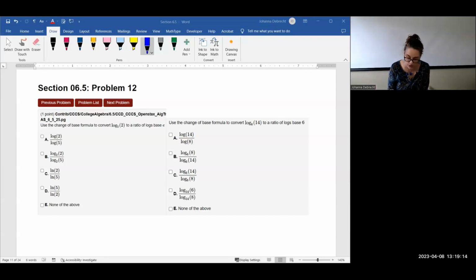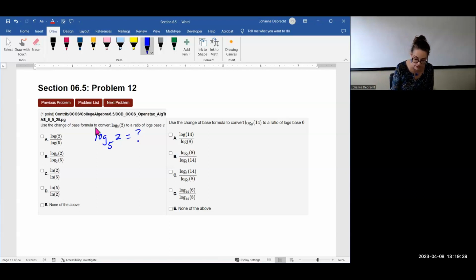So for example, looking at this one, there are 2 problems, part A and part B. So part A is log base 5 of 2. And we want to know what that is equal to, what number that equals. So we want to be able to use our calculator. And in order to use our calculator, we either have to use log base 10 or natural log. So we'll convert it to both.